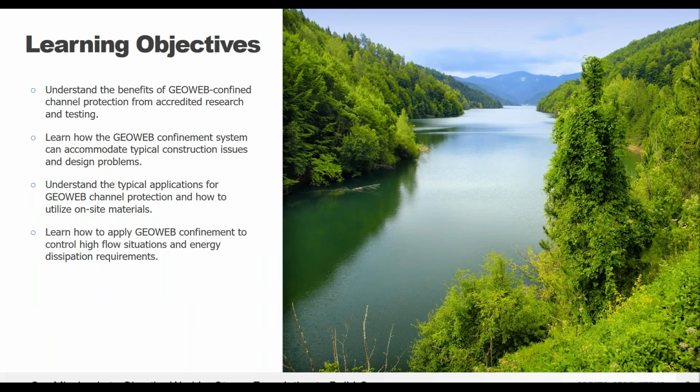So we're going to start today with a good look at what the GEOWEB system is. So what it is, how versatile it can be, and how it can work in a number of different types of situations, including around pipe outfall areas and high flow situations. Then we're also going to take a quick look at some university accredited research performed with the GEOWEB system so that you can understand where we're getting some of our numbers from and how we have the confidence in this system to act the way that it does.